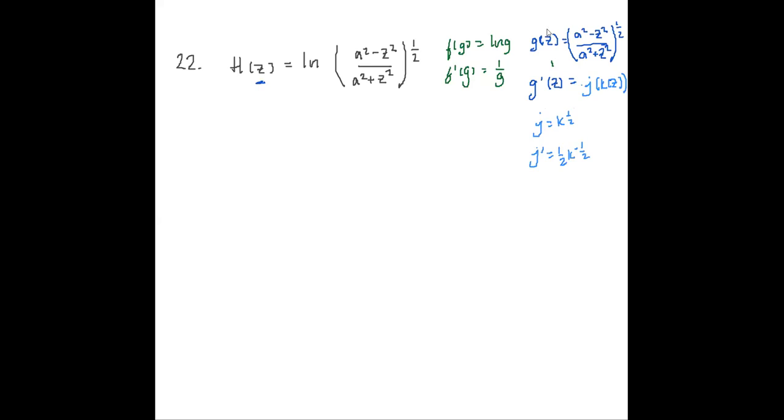And we're going to have k, which is going to be a squared minus z squared over a squared plus z squared. So this is a function of z. How do we find k prime? Well, we've got a quotient here. So this is the function m of z over the function, we will call it r of z.